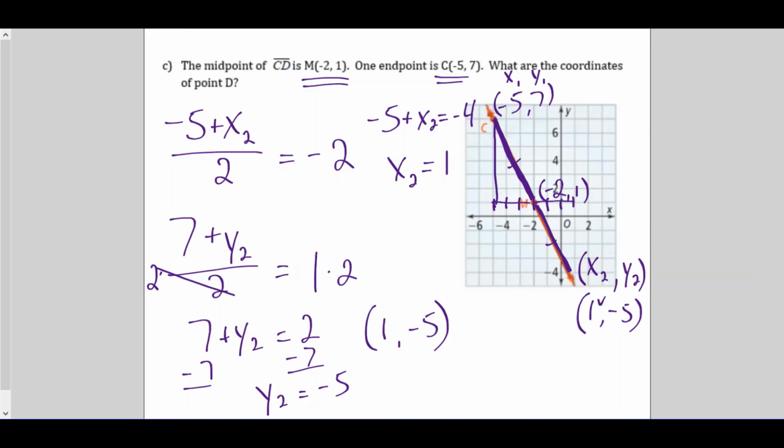Same kind of thing for this vertical distance. I'm counting 1, 2, 3, 4, 5, 6 to get down really from 7 down to 1. So I'm just going to continue that, 1, 2, 3, 4, 5, 6, down to -5. So you can think about really just doubling this horizontal distance that way and the vertical distance that way, or you can actually set up the equations and algebraically solve for that set of coordinates.